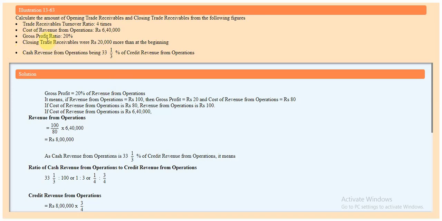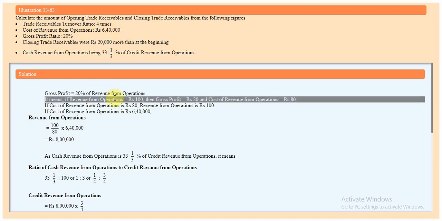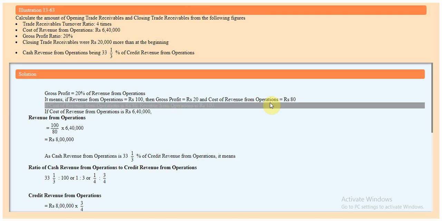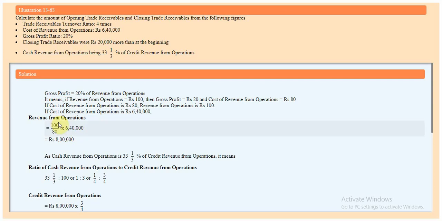They gave us that the gross profit ratio is 20% and the cost of revenue from operations is 6,40,000. So if the gross profit is 20%, what does it mean, friends? It means that if the revenue from operations is rupees 100, then gross profit will be rupees 20, and what will be the cost of revenue from operations? It will be the revenue minus the GP, that is rupees 100 minus rupees 20, so cost will be rupees 80.